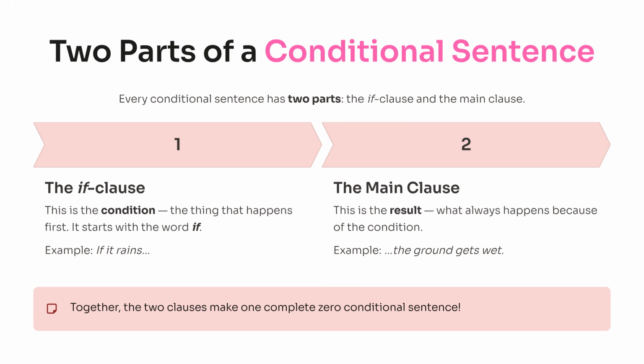Every conditional sentence has two parts, the if clause and the main clause. Part 1 is the if clause, which is the condition that happens first, starting with the word if, such as if it rains. Part 2 is the main clause, which is the result of what always happens because of the condition, such as the ground gets wet. Together, the two clauses make one complete zero conditional sentence.